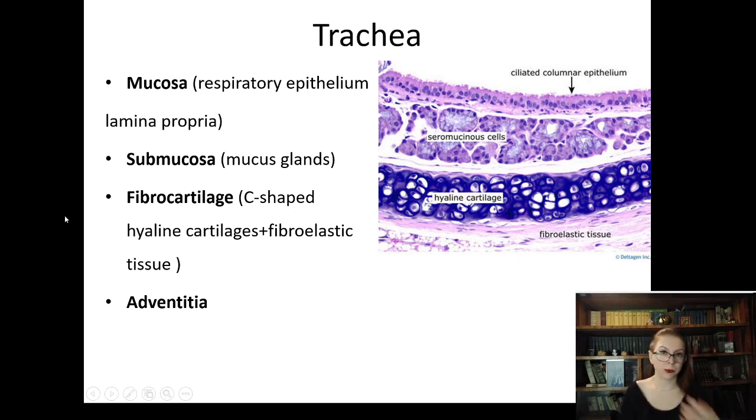The posterior wall of the trachea is represented by connective tissue fibers and smooth muscle cells. So it is soft and it doesn't affect the food passage during swallowing. Okay, and the outermost envelope is the adventitia, so it is not covered with epithelium. It is covered with connective tissue with its nerve fibers and blood vessels.